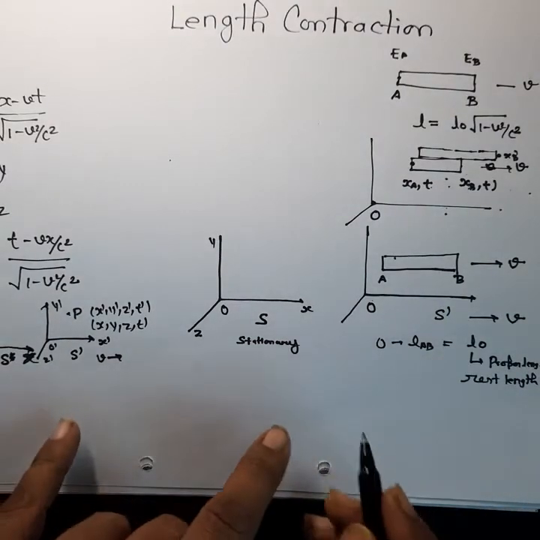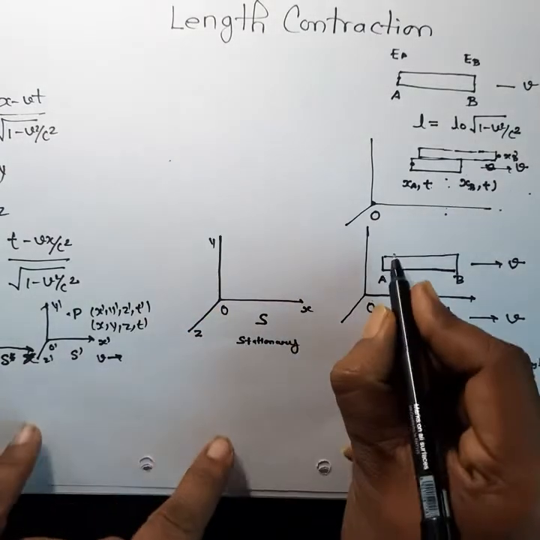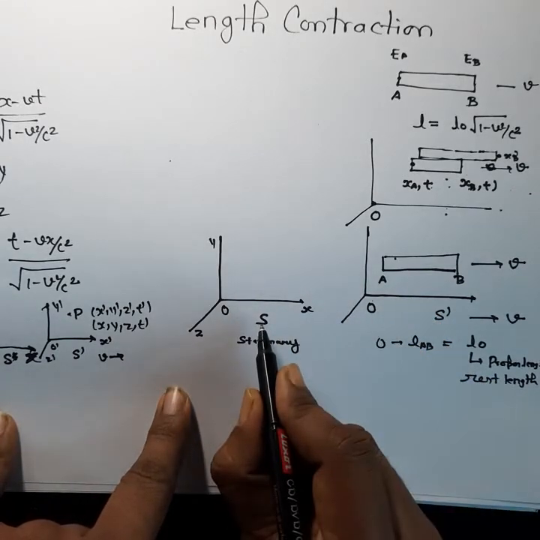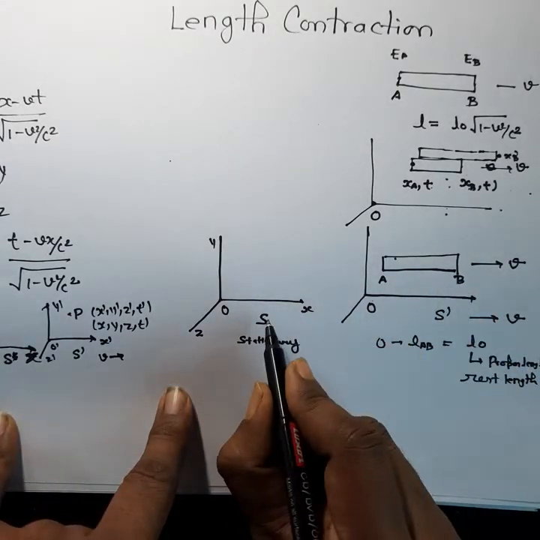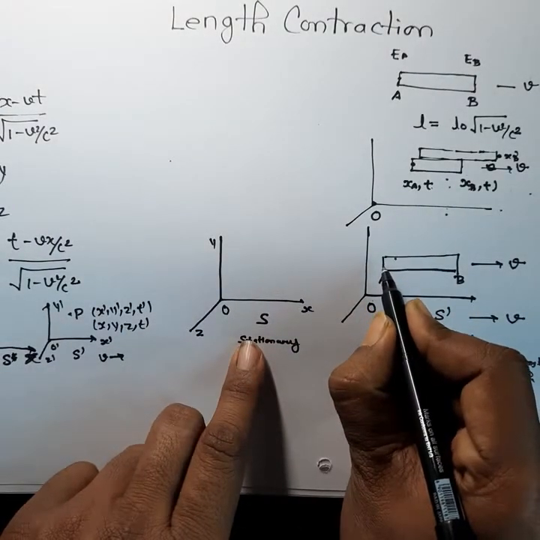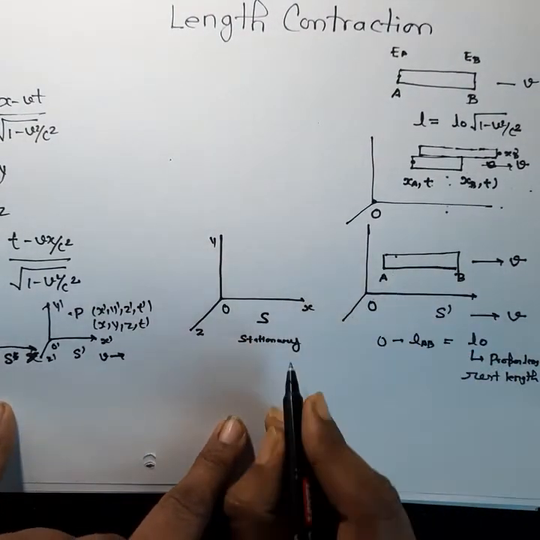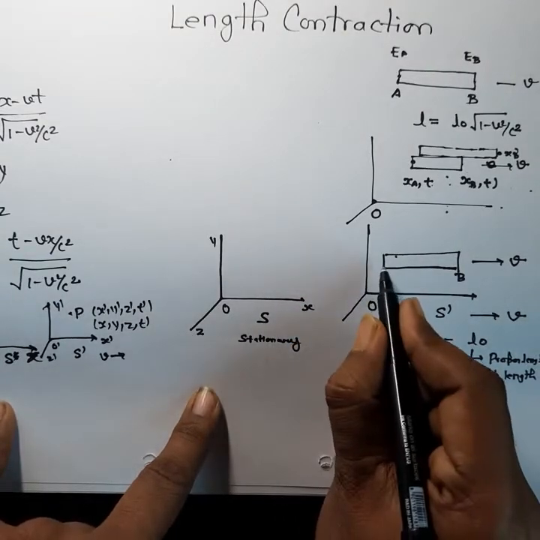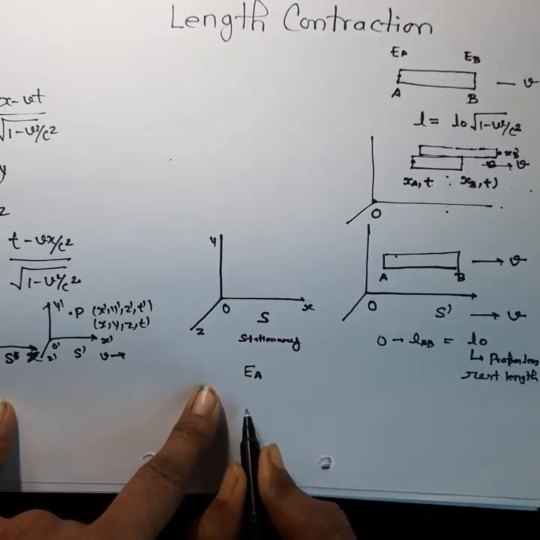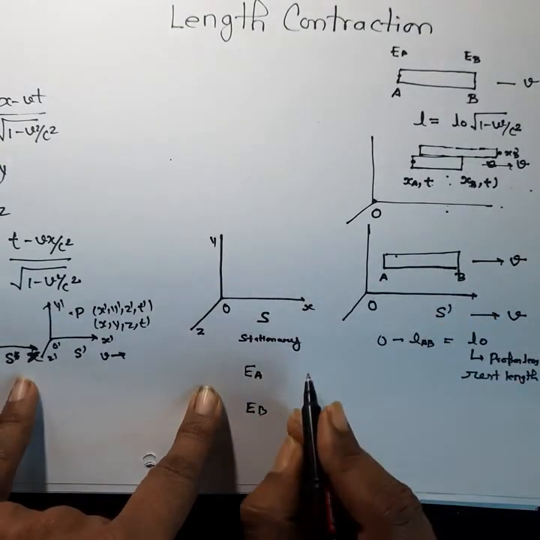Now suppose the observer measures its length, he needs to record the coordinates of A and B. So suppose there are two events. Consider the event when the observer measures this end, its coordinate, this is called event EA. And the second event is when the observer O measures the end B. There are two measurement events.